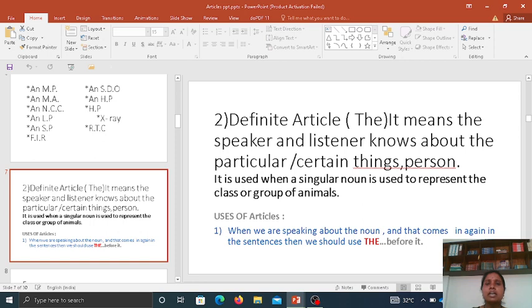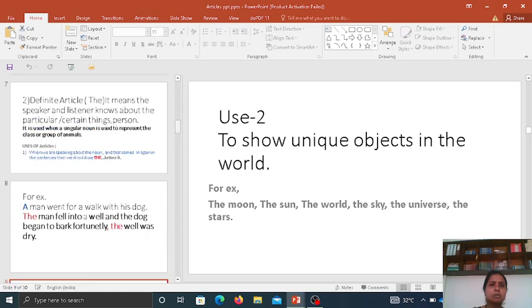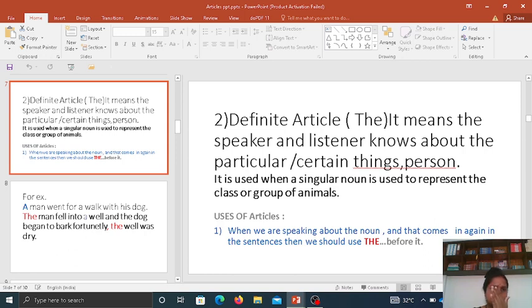The second one is what? Definite articles. So what is the meaning of definite articles? The definite article is the, and it means the speaker and listener know about the particular or certain thing or person, and it is used when a singular noun is used to represent a class or group of animals. So when we learn articles, always remember that it shows the group of singular, the group of animals or a group of any class.